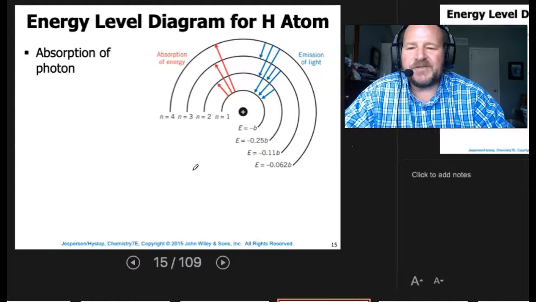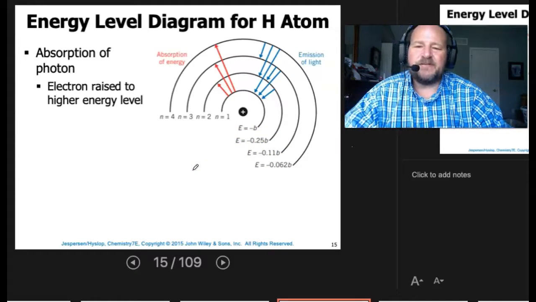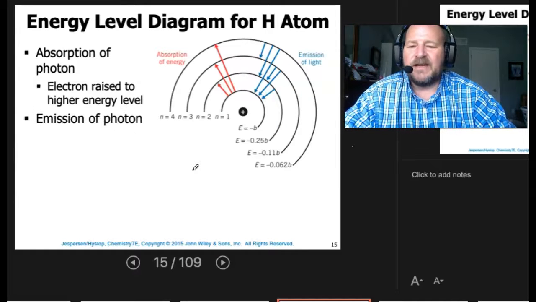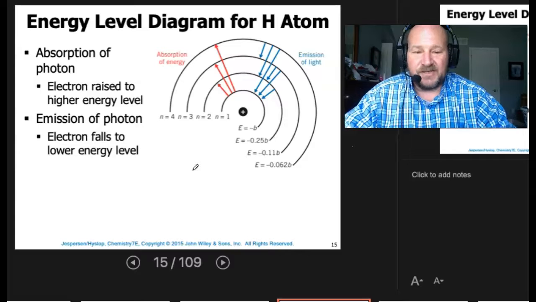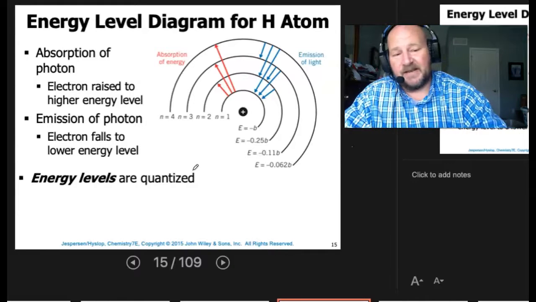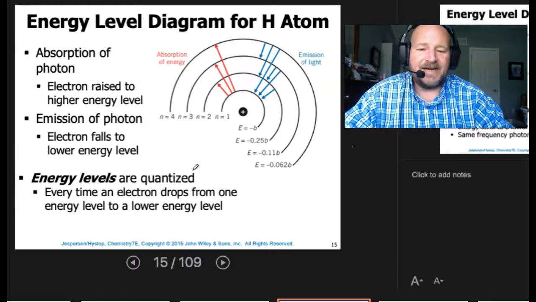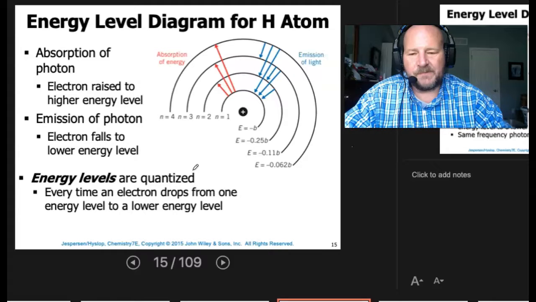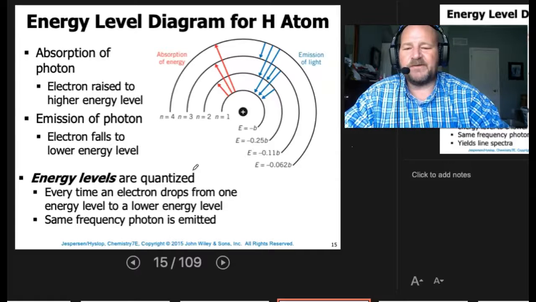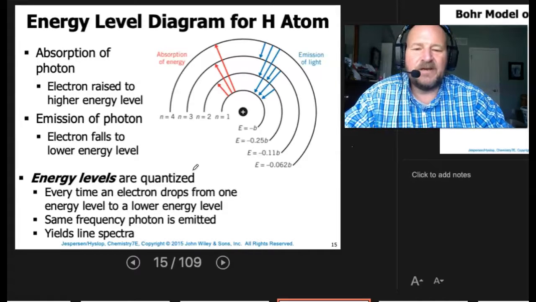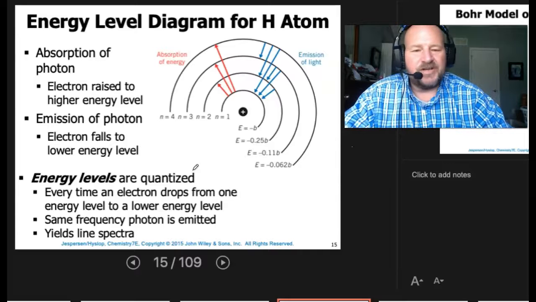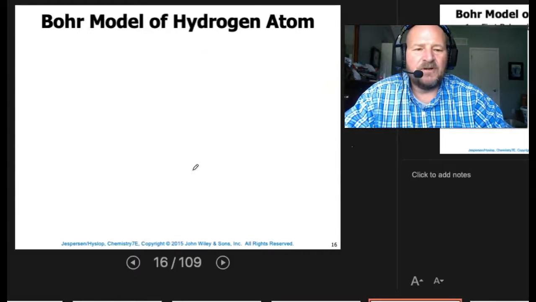Now that's the absorption of a photon, which means if we absorb that photon, the electron is going to raise up to a higher energy level. The emission of a photon means the electron is going to fall to a lower energy level. And remember, going back to the beginning, our energy levels are quantized, which means every time an electron drops from one energy level to a lower one, a photon of some specific frequency is emitted. These have to be within that same quantum, which is going to yield you a line spectra.